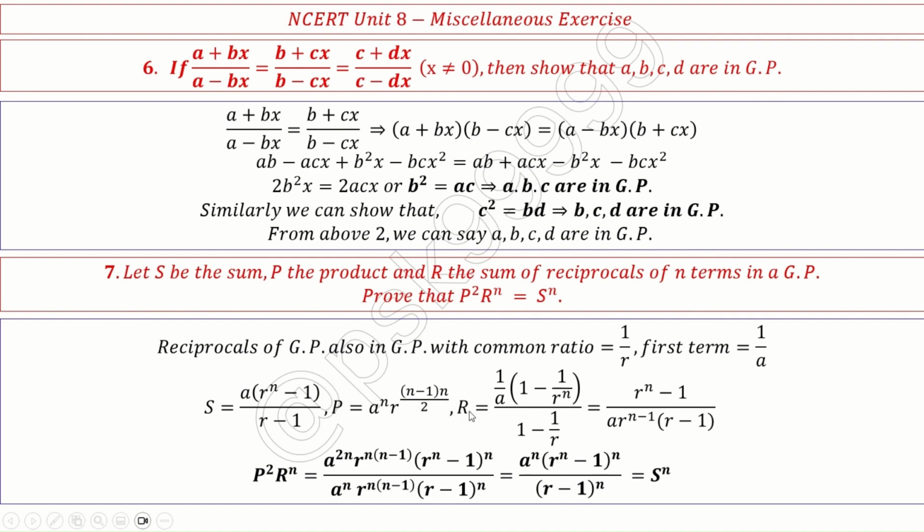Now R, the sum of reciprocals, is nothing but 1 by a into 1 minus 1 by r to the power of n divided by 1 minus 1 by r. If I simplify, this is what it is. Okay. Now P square R to the power of n, that is the LHS, if I take it and put it here and simplify, what I will get is a to the power of n into r to the power of n minus 1 whole to the power of n divided by r minus 1 whole power n, which is nothing but the sum of terms whole, S to the power of n. Okay, so this is how we can prove it.